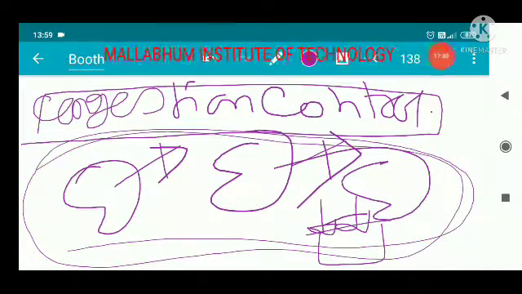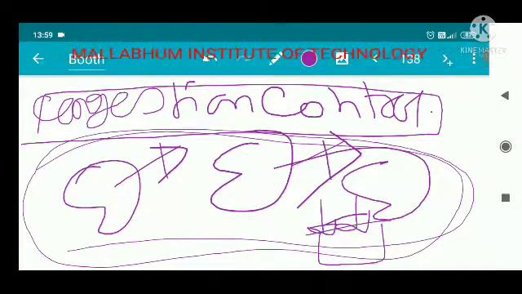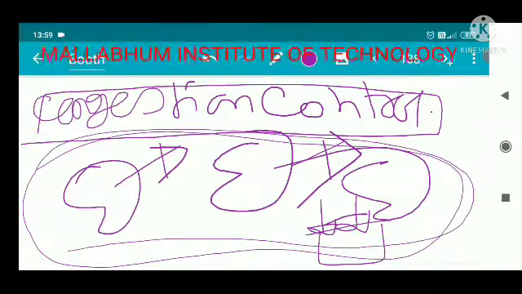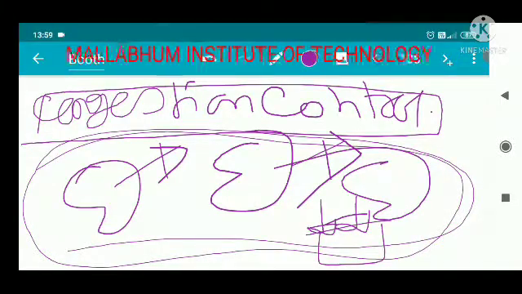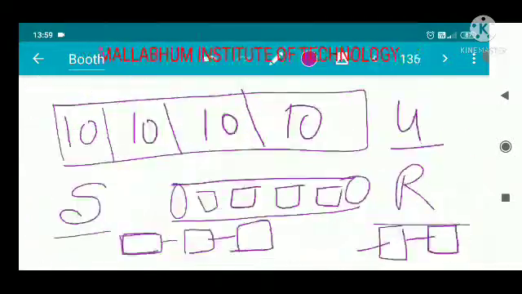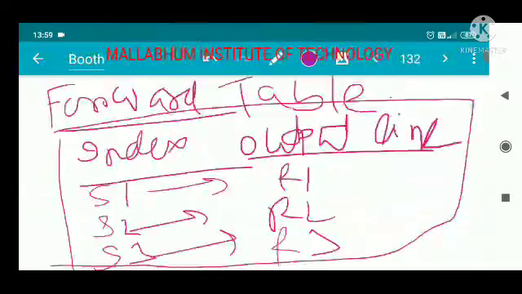Now congestion control is a function of the transport layer, but in this layer also it might happen, or some sort of process can be applied here. So that is all about the network layer.